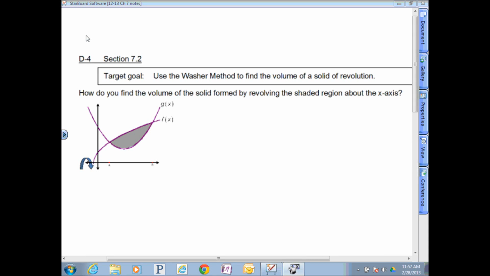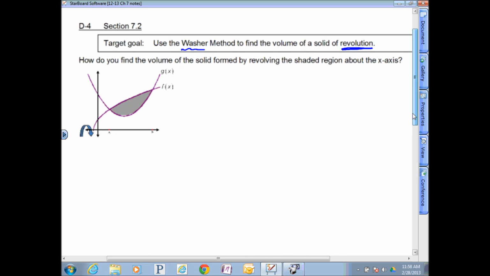Fourth day in chapter 7, and what we're going to add in today, we did the disk method for finding volume of a solid of revolution. Again, remember the whole thing is spinning around. This time we're going to bring in what we're going to call the washer method. It's going to be a little bit different. So let me give you some background information first.